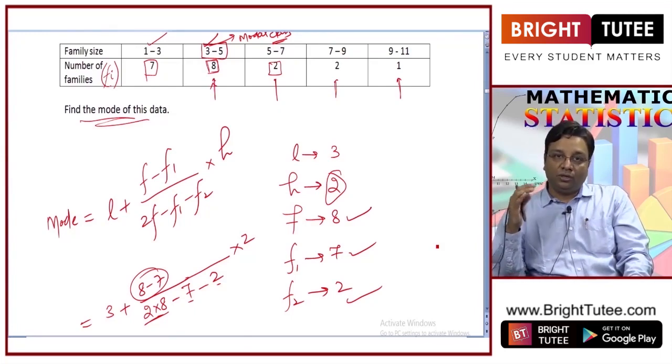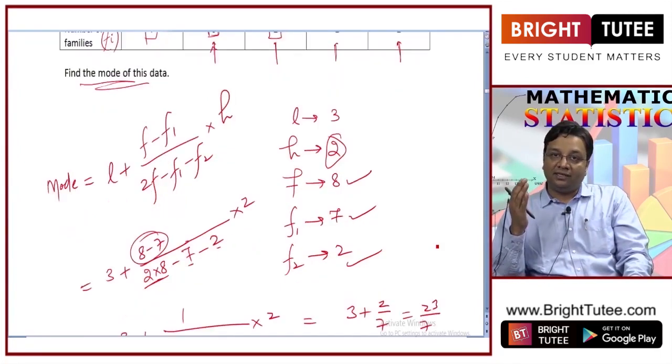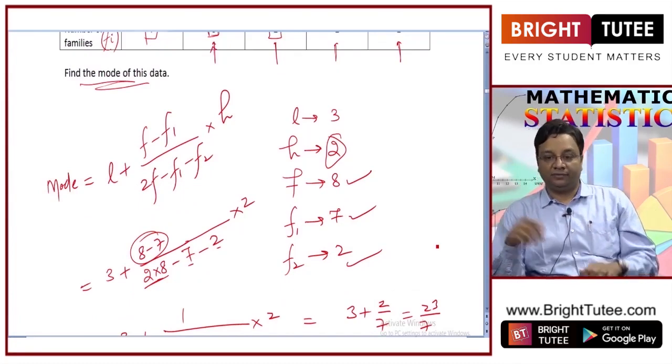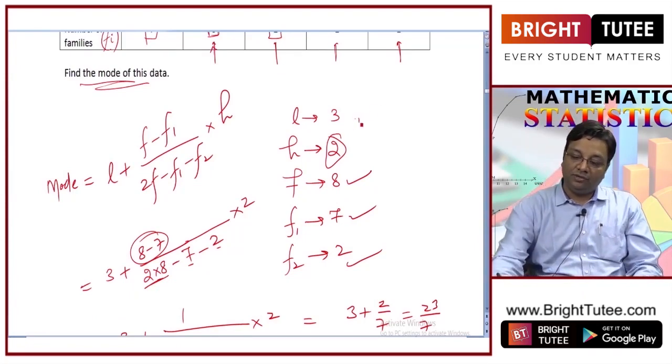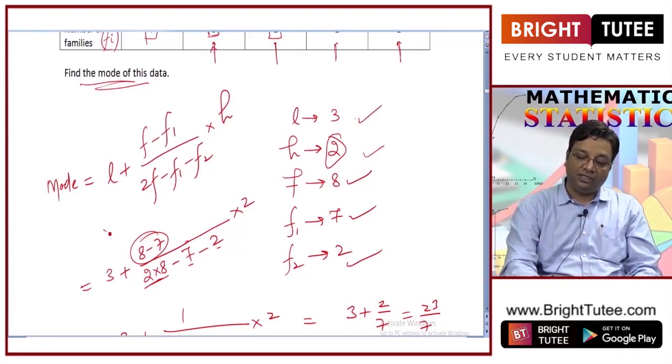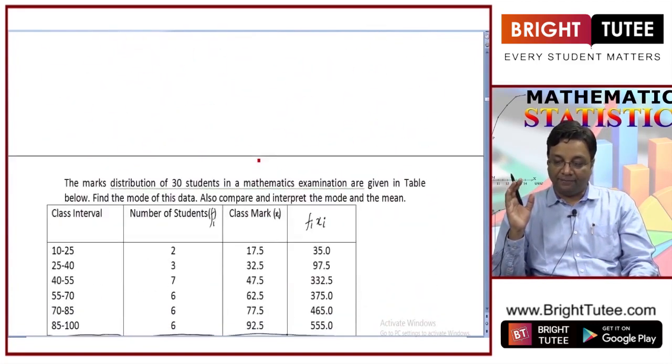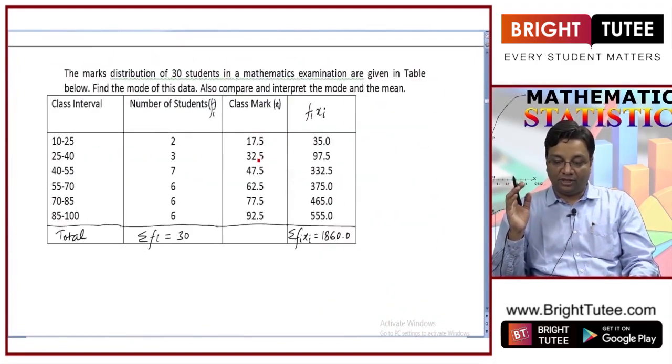Once you locate the modal class, you just need the lower limit of the modal class, the class size, the frequency of the modal class, and the frequencies of the classes preceding and succeeding the modal class. If you have this data, then you just need to apply this formula to get the mode of that data. Okay. Let's look at some more questions here.